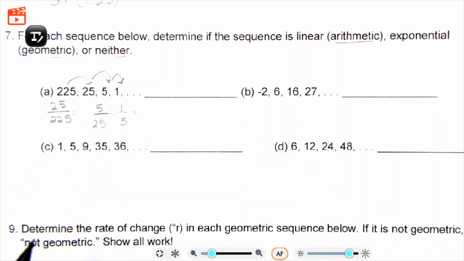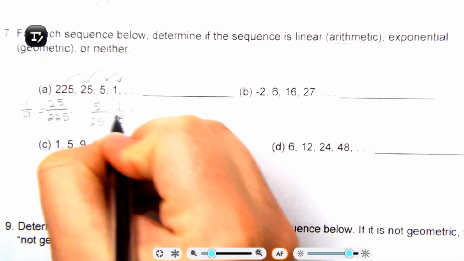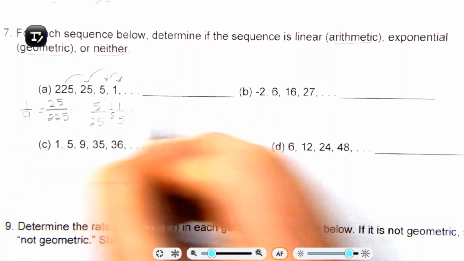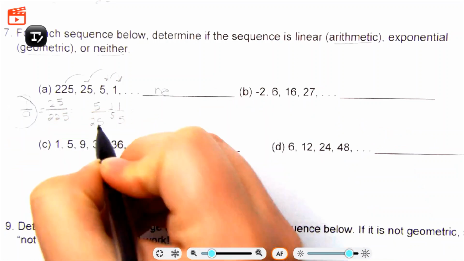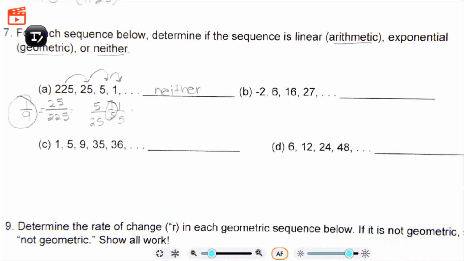So 25 divided by 225, and that gives me 1/9. I'm trying to see if the calculator in front of me will work. This right here is 1/9. This is 1/5, because 5 times 5 is 25. This would be a neither, because these values don't match, therefore it's non-arithmetic and non-geometric.